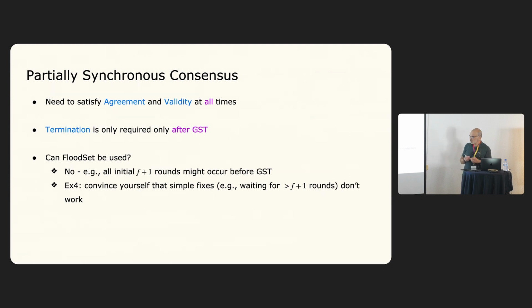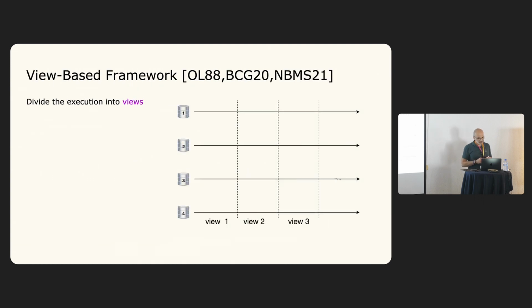Okay, so if you want to do some exercises in your free time, you can convince yourself that you can't fix flood set in any simple way to make it work. And if you try to do this, you eventually arrive at something which is as complex as, say, Paxos or any type of these sort of algorithms. Okay, so let's see how we build consensus in a view-based framework.